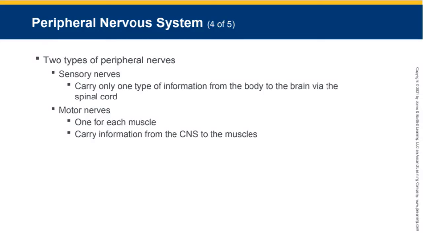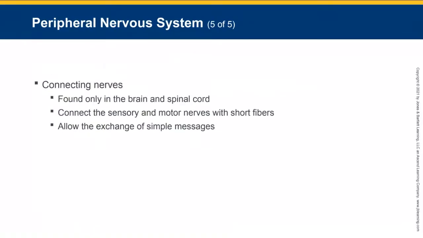And the connection between the sensory and motor nerves is the connective nerves. So you have connective nerves that join the sensory and motor nerves. Connecting nerves, found only in the brain and spinal cord, connect the sensory and motor nerves with short fibers, allowing the exchange of simple messages. So connective nerves are present in the brain and spinal cord, and the role is to relay messages quickly from sensory to motor.